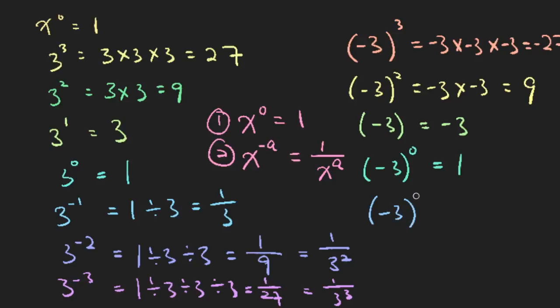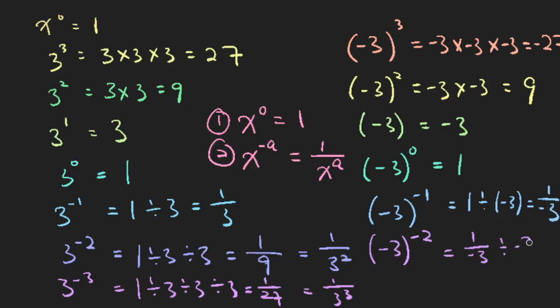And negative 3 to the power of negative 1 will be 1 divided by negative 3, which gives you 1 over negative 3. And negative 3 to the power of negative 2 will be 1 over negative 3 divided by negative 3 again. And this will give you 1 over 9, which is also equal to 1 over negative 3 squared. So as you can see, this works for negative numbers. So x can be positive numbers or negative numbers.